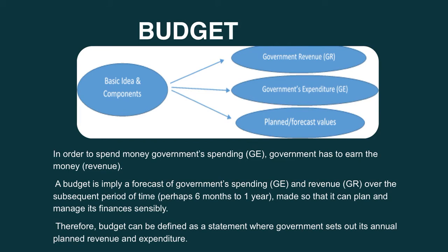A budget is a forecast of government spending as well as revenue over a subsequent period of time, perhaps 6 months to 1 year, made so that it can plan and manage its finances sensibly and properly. Therefore, we can define a budget as a statement where the government sets out its annual planned revenue and expenditure. Usually a budget is planned on an annual or yearly basis, not monthly, weekly or daily.